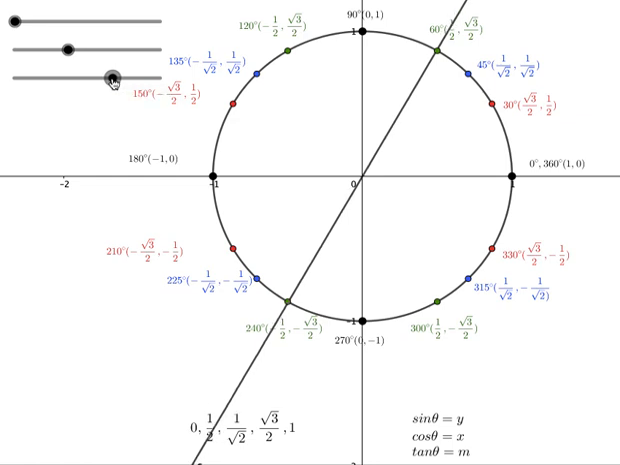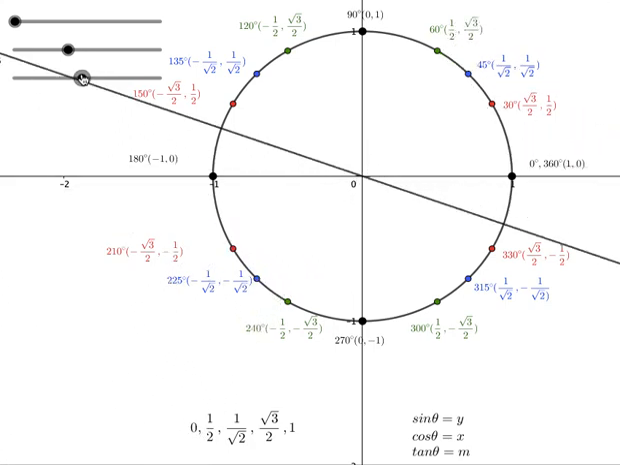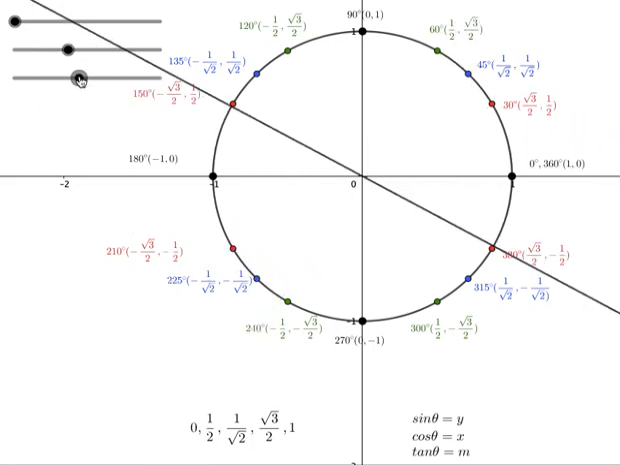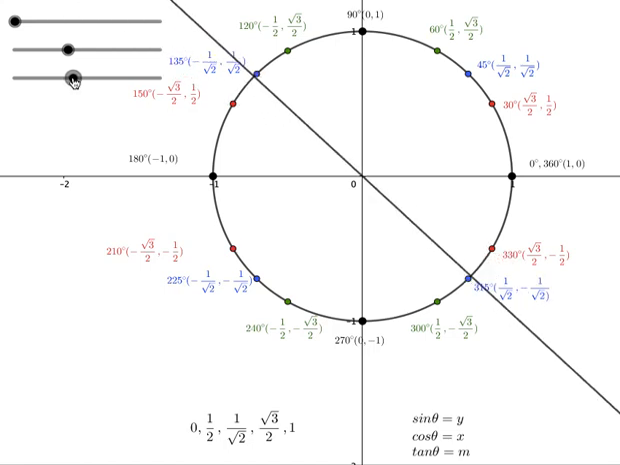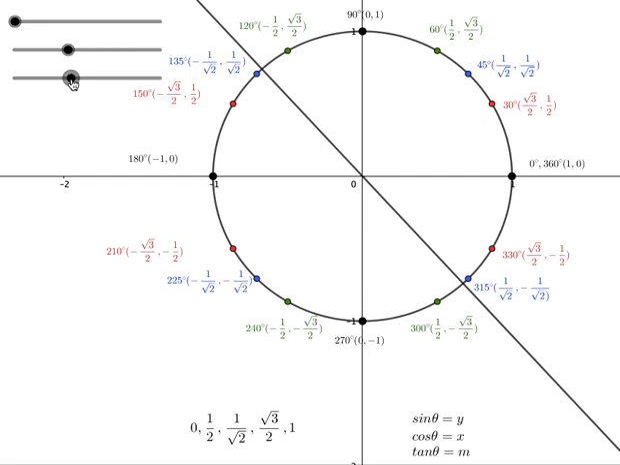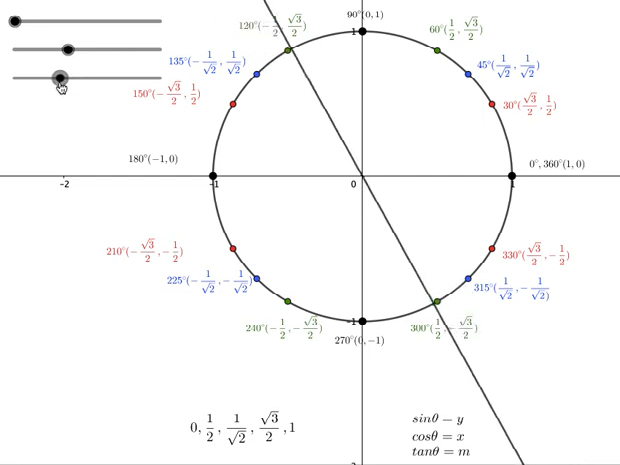Now, where is tangent negative? It's when these terminal arms have a negative slope. So that's a low slope, negative 1 over root 3. So tangent's equal to negative 1 over root 3 at 150 and 330. Tangent's equal to negative 1 at these two angles. Tangent's equal to negative root 3 at 120 and 300.